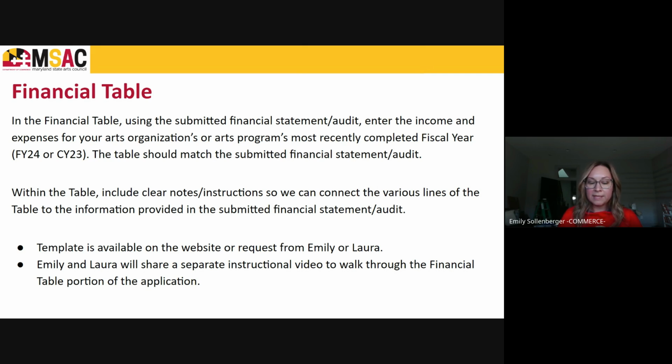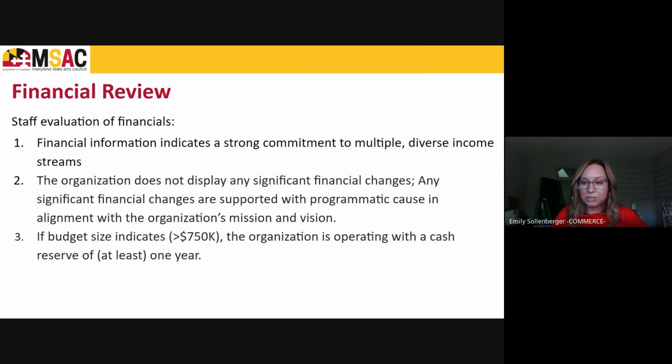Just to give some helpful hints. The template does as well. So that is the other part of that particular piece. And as we mentioned earlier, Laura and I are then the ones that are evaluating the financials as well. So we're really looking closely at that table and your financial statement to make sure that they talk to each other and we've got a good understanding of the financials.